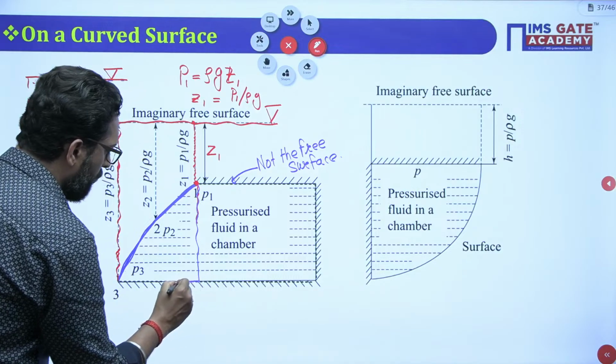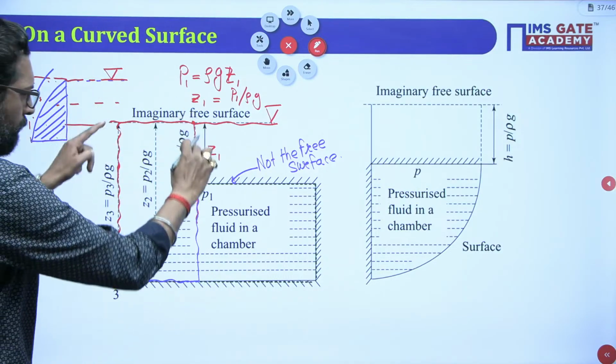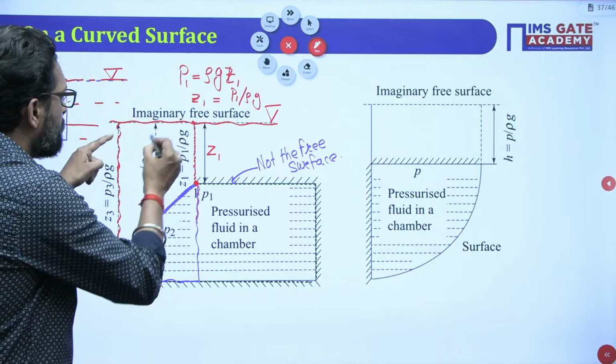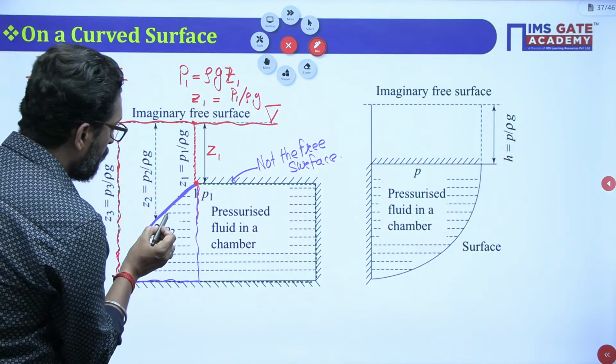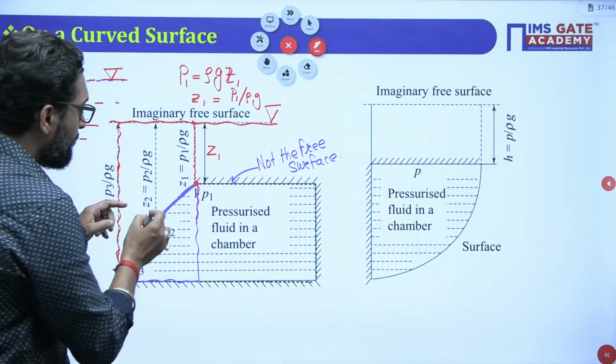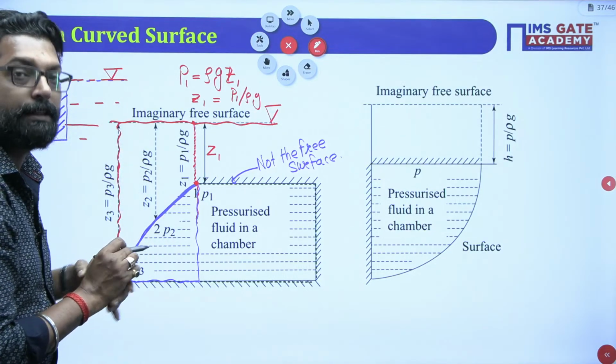Calculate this total volume, then subtract this volume. That is your volume. Now, what is the direction of this one? The direction is upward.